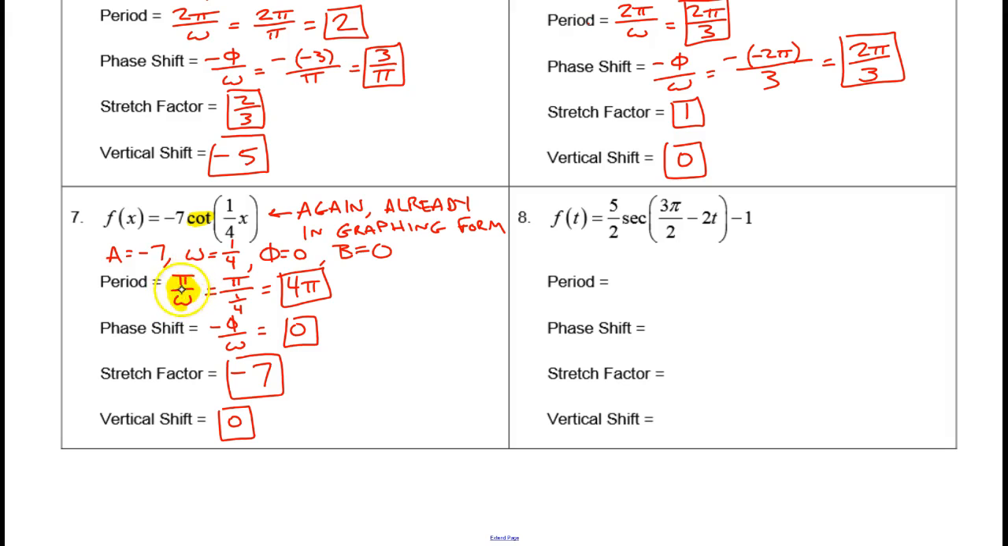I think you probably saw me highlight the period. This is pi over omega because it's a cotangent function. Remember, cotangent and tangent have shorter periods than all the other 4 trig functions. The other thing I want to highlight for you here is that you should be able to answer the question, what does it mean if the stretch factor is negative? Well, basically, that's a reflection across the x-axis. So you ought to be able to figure out from investigating a couple of these graphs in your calculator how that negative stretch factor reflects the graph across the x-axis. Okay, let's move on to this last example, number 8, and here we go.